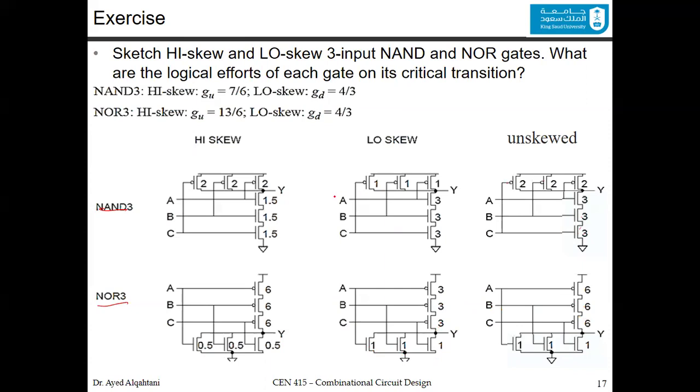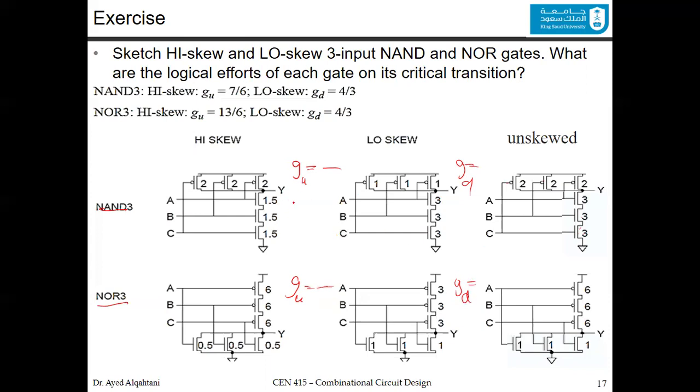Now, to get the critical logical effort, he didn't say find me everything. Find me only one logical effort for each one of them, so you don't have to double your work by finding both of them. Which one is the critical? Since it's high skew, the critical one here is going to be the up. Here, it's going to be the up. Here, the critical one is going to be the down. And here the critical one is going to be the down.